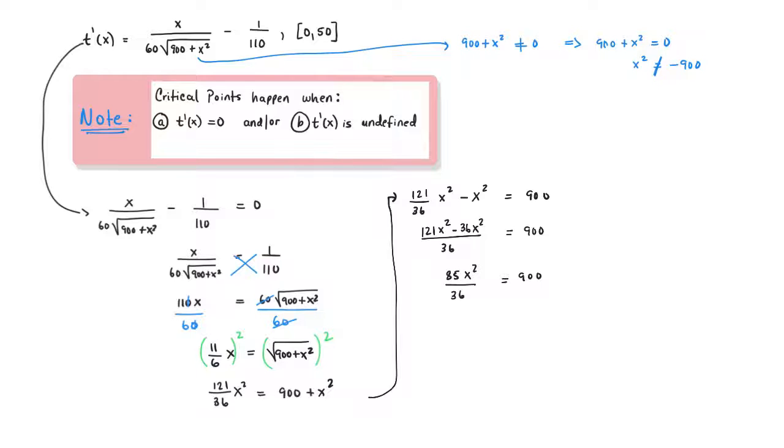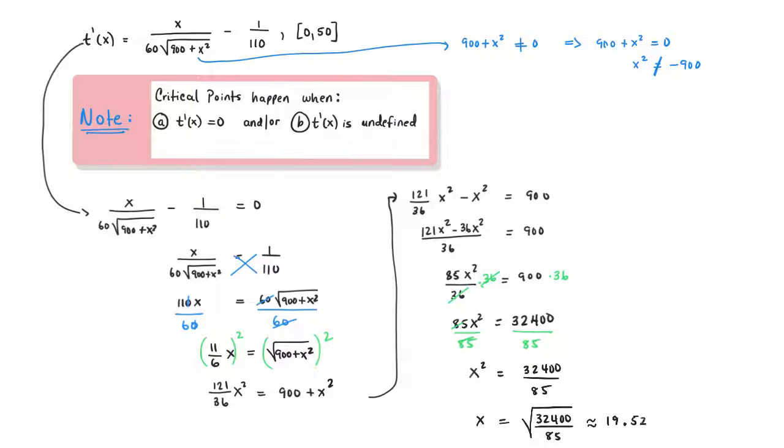And then in order to continue solving, I'm going to get rid of 36 by multiplying both sides of my equation by 36. They will cancel nicely. And I am going to have 85 x squared equals 900 times 36. That's going to be 32,400. Then we will divide both sides by 85. 85s will cancel on the left, and we're going to have that x squared is equal to 32,400 over 85. So x will be equal to the square root of 32,400 over 85. When you simplify this with your calculator, this will be approximately equal to 19.524, and then the units are going to be in kilometers because x was measuring distance.